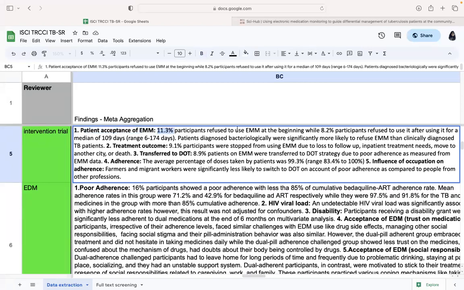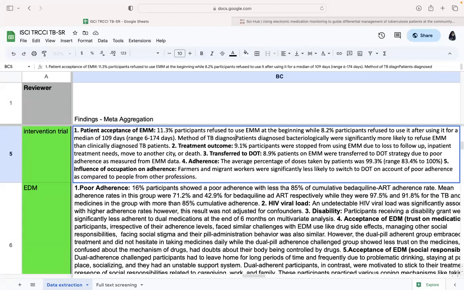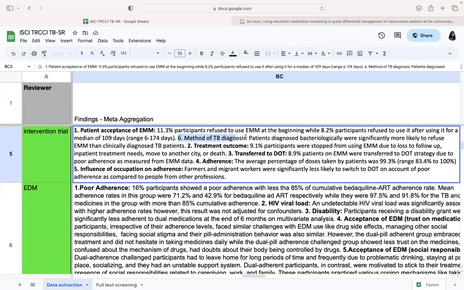So 11% participants refused to use EMM at the beginning, while 8.2% participants refused to use it after using it for a median of so many days. Patients diagnosed bacteriologically were significantly more likely to refuse EMM than clinically diagnosed TB patients. This one will come under method of TB diagnosis. So this is a different subheading that I just added, so it will be the 6th point, right?